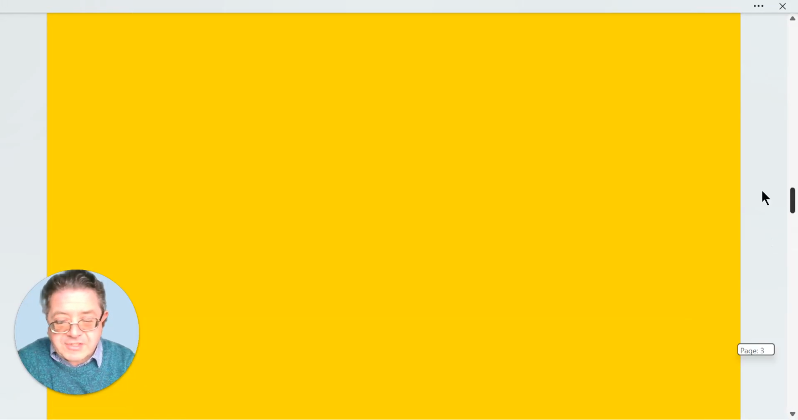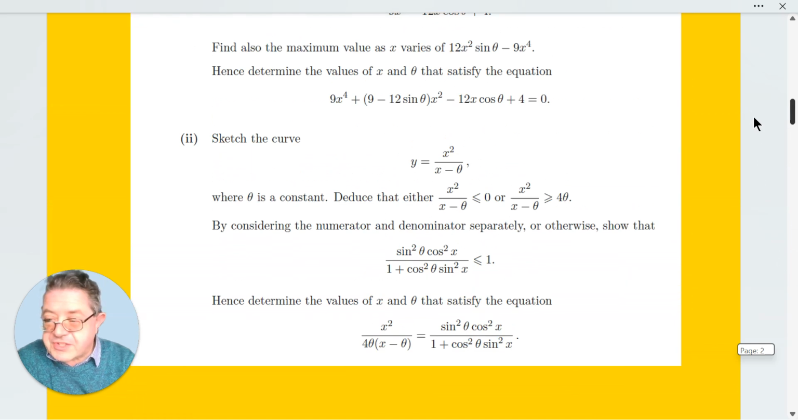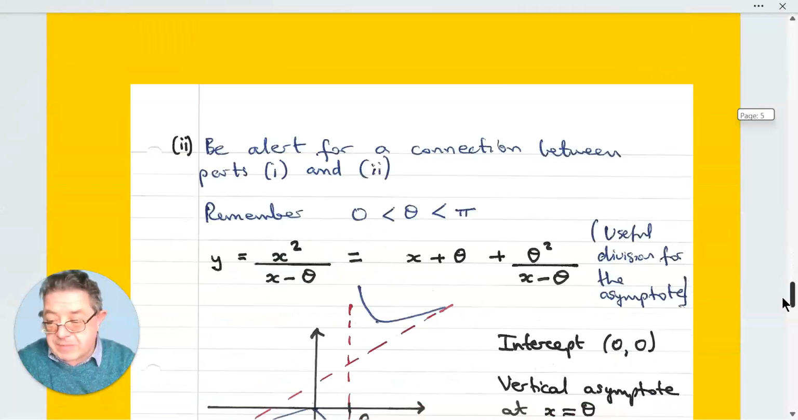Next part. We are asked, maybe by considering the numerator and denominator separately, or otherwise, to show that this inequality is true for all θ values. There are a number of ways of doing this. It doesn't need to be made overcomplex.